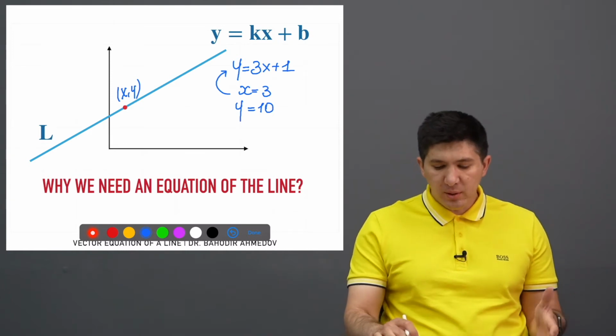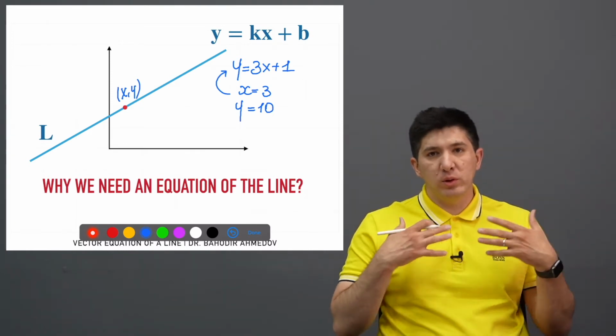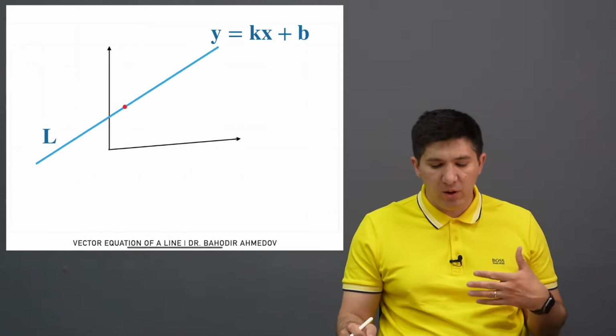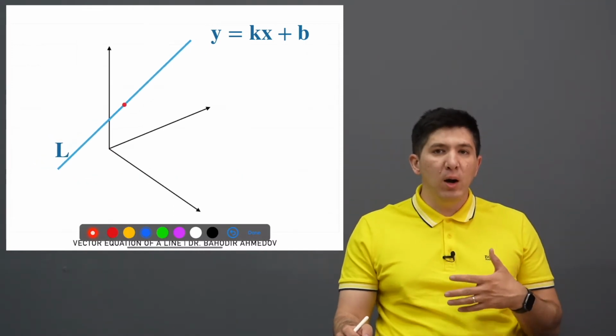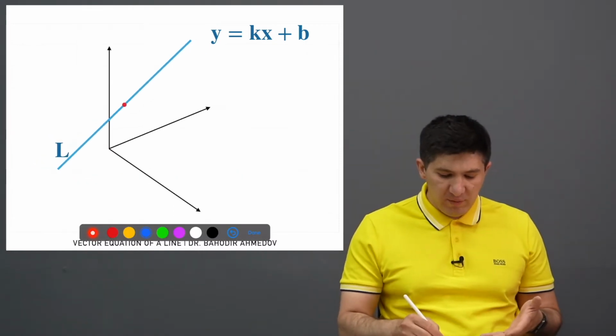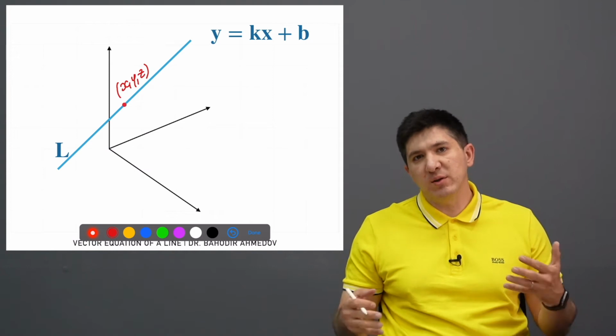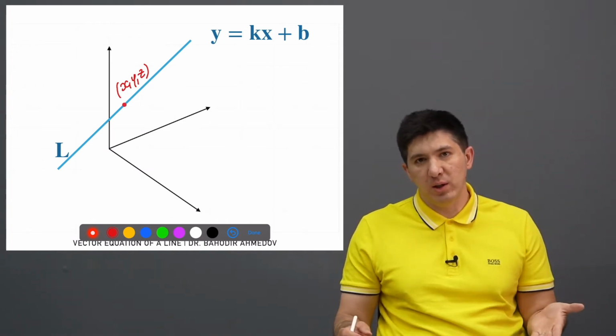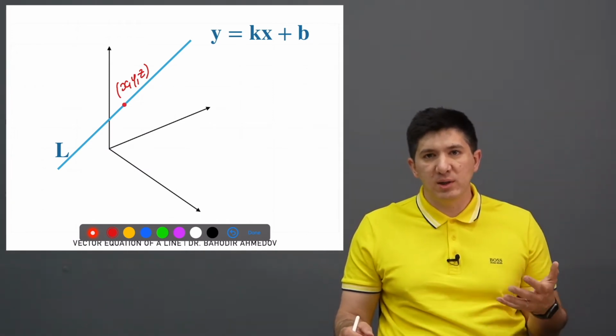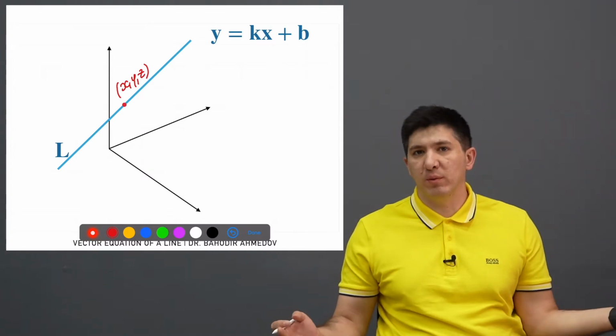The problem arises when we go to higher dimensionality. If we go to 3D now, where the points are defined with three coordinates, x, y, and z, we can't really define the lines using this equation anymore because it doesn't give us the z coordinate of the points.